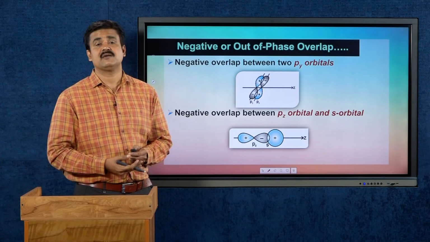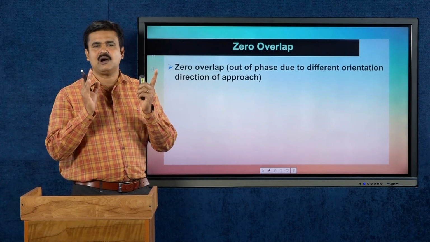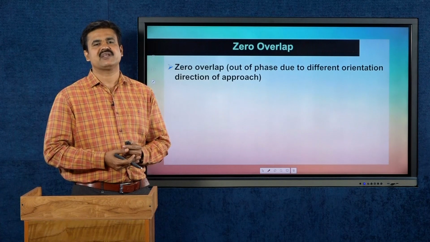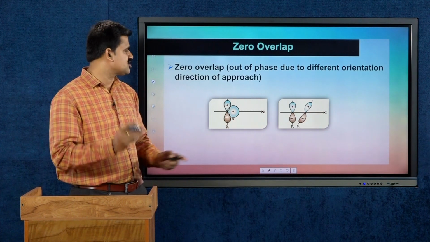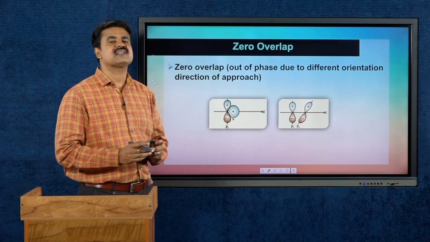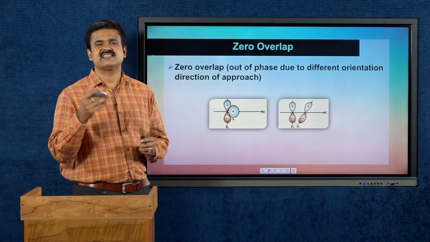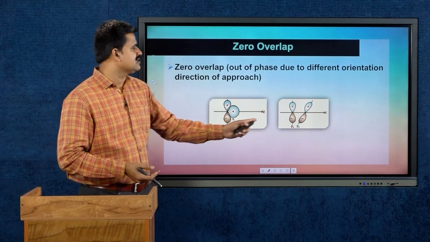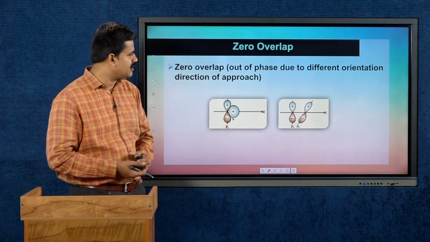There is one more overlap, that is nothing but the zero overlap. The zero overlap is out of phase due to different orientation or direction of approach. A zero overlap is shown here. Here you can see that the p orbital has a dumbbell shape and the s orbital is spherically symmetrical. The position of the spherically symmetrical s orbital is at the center portion of the dumbbell, and hence there is no effective overlapping.